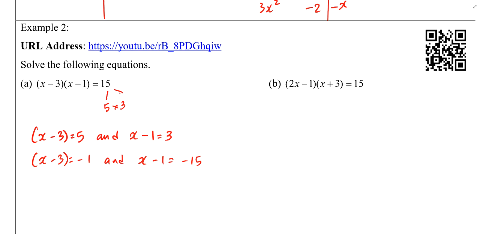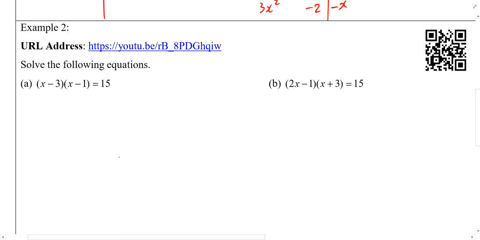So don't feel bad if you think that, hey, maybe I can take 15 and break it down into its factors. Don't feel bad because I led you to think that way. But that is wrong. Your original answers were correct. Let us expand. X squared minus 3x minus x plus 3 equals 15.